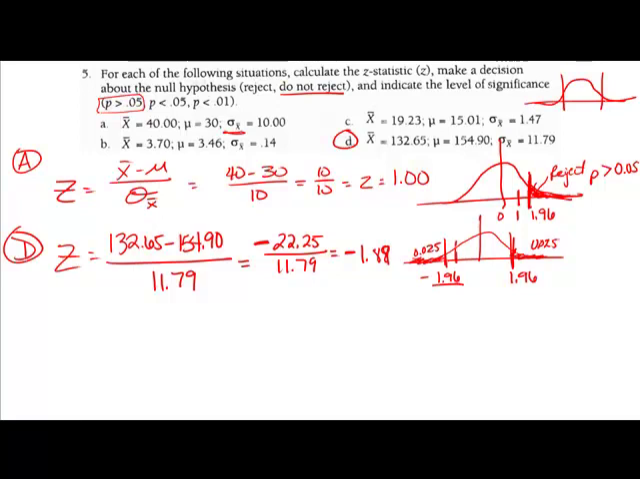Now this is a negative 1.89. It's close, but not quite. So we will do not reject, because the probability of getting this sample mean is greater than 0.05. There we go. Now let's do one where we're going to reject.